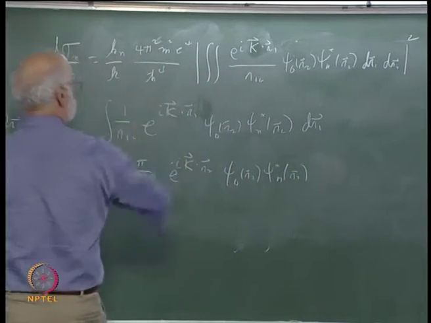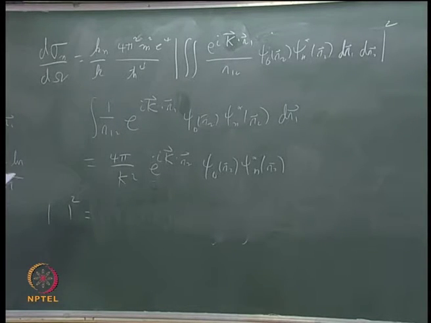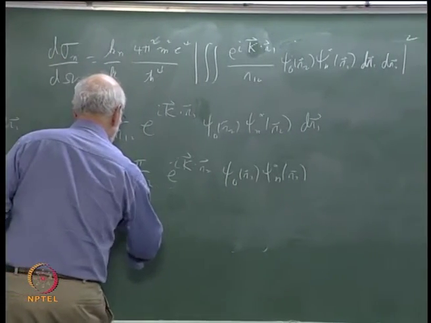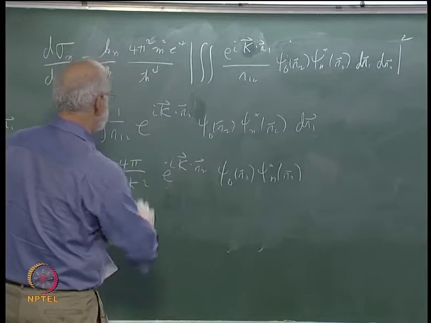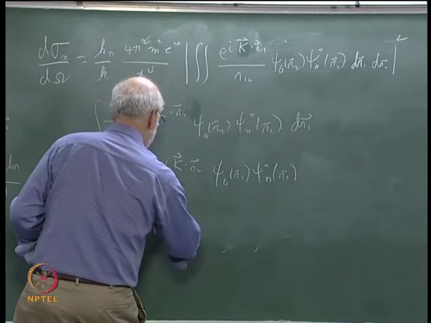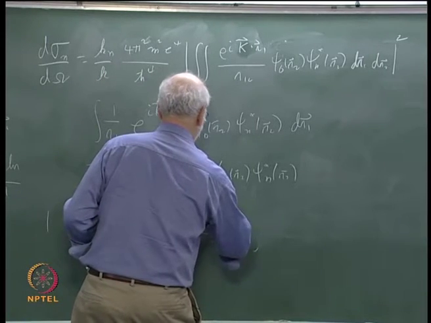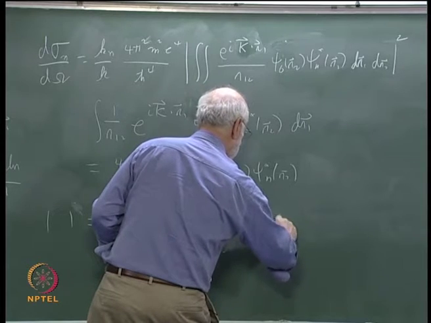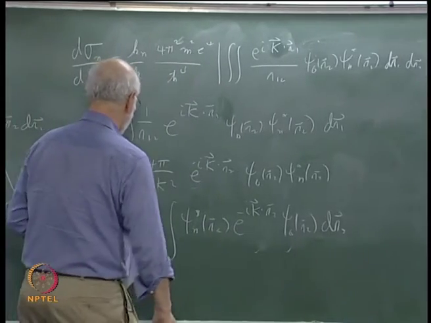So that the absolute value of the matrix element then is 4 pi over k squared times the integral of, and now we're going to write it in a particular way now, psi n star of R2, e to the minus i k dot R2, psi 0 of R2, dR2. Absolute value.